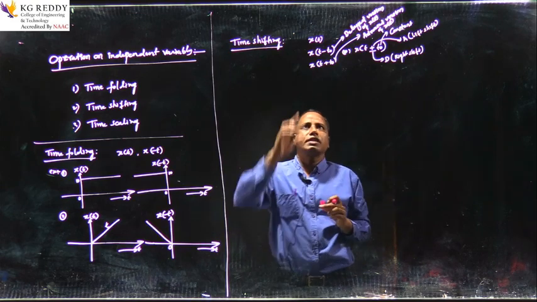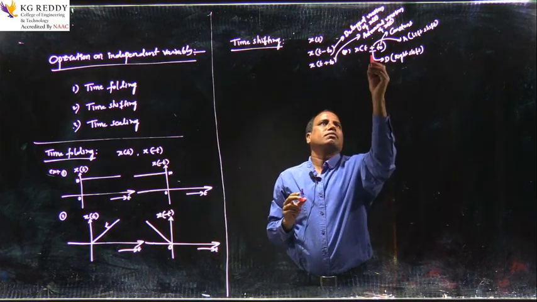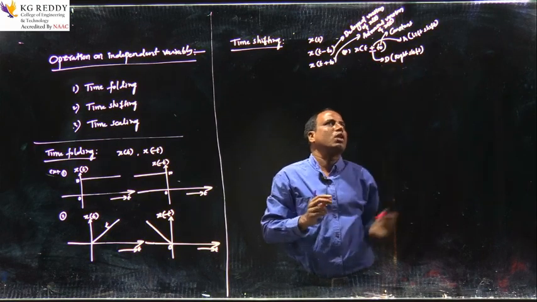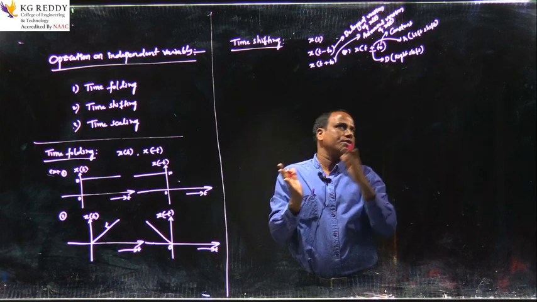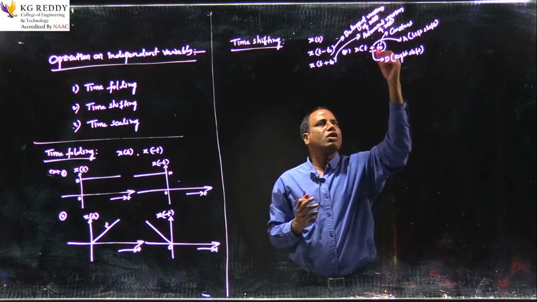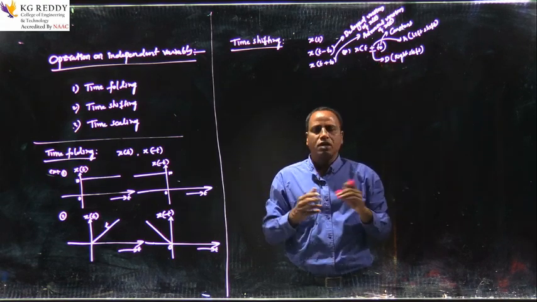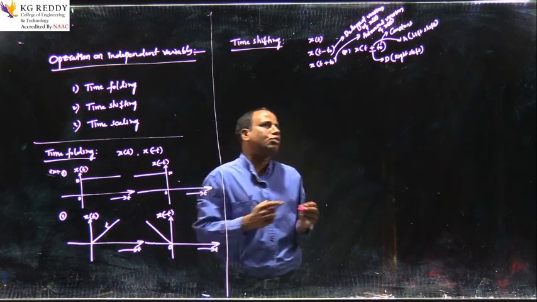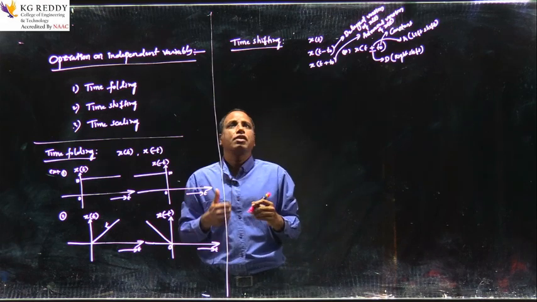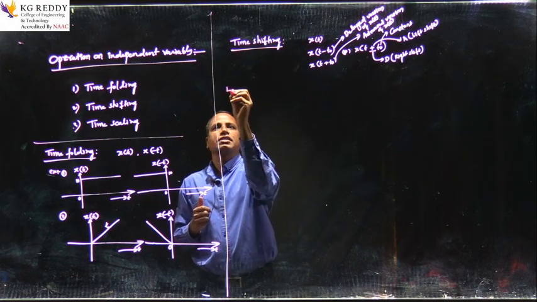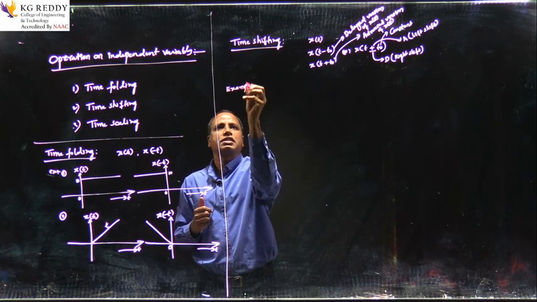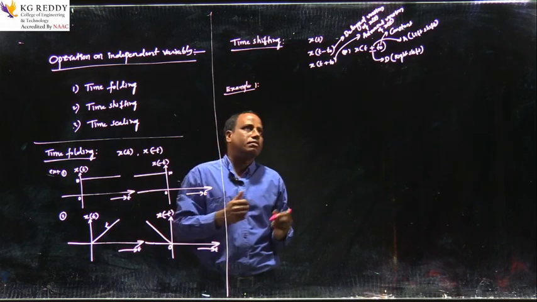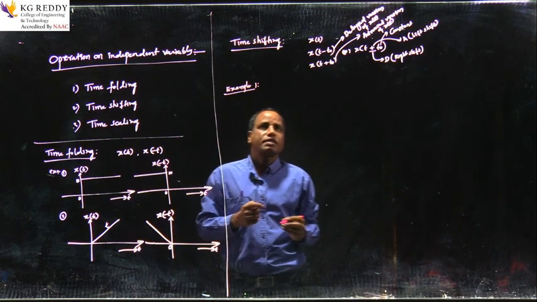If I want to sketch a delayed or advanced version, minus represents delay, plus represents advance. Delay means the signal will be shifted towards the right side. Advance means the signal will be shifted towards the left side on the time axis. So I will explain with an example, and I may ask you to sketch similarly for different signals, which will help you understand how delayed and advanced versions can be sketched.